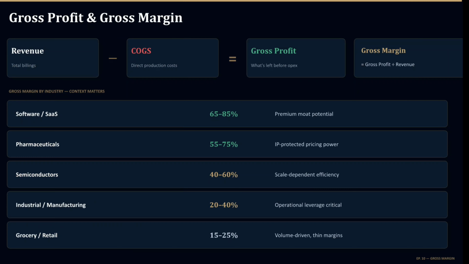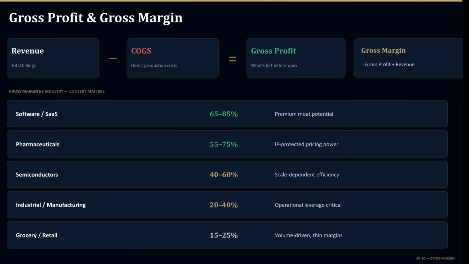Gross margin is one of the most telling numbers on the entire statement. A company with an 80% gross margin keeps 80 cents of every dollar before touching operating expenses. A company with a 20% gross margin keeps 20 cents on the dollar. The difference in financial flexibility between those two businesses is enormous.